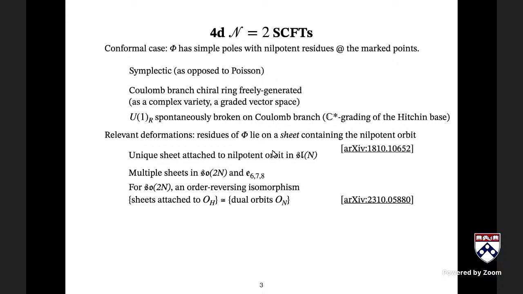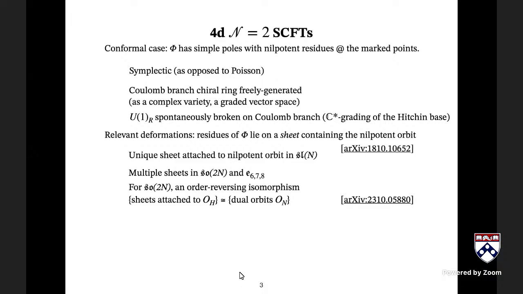And so there are distinct, incompatible ways of mass deforming the theory. You can deform onto this sheet or onto that sheet, and these are distinct deformations of the same meromorphic Hitchin system. And what we will find towards the end of our discussion is that the set of sheets attached to a given nilpotent orbit, which describes the residue of the pole of phi, is isomorphic to the set of dual non-nilpotent orbits.